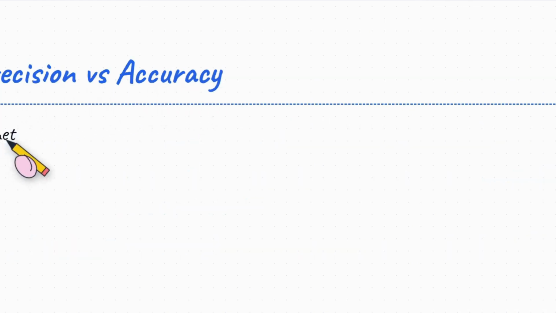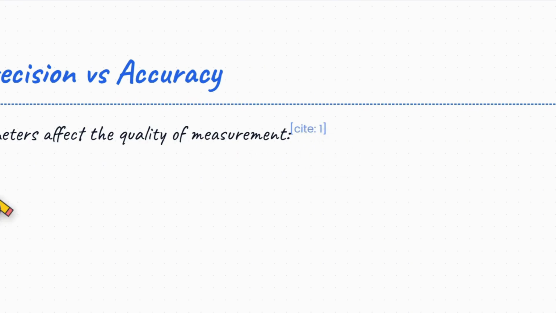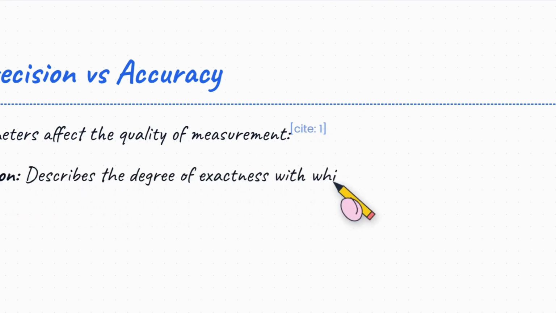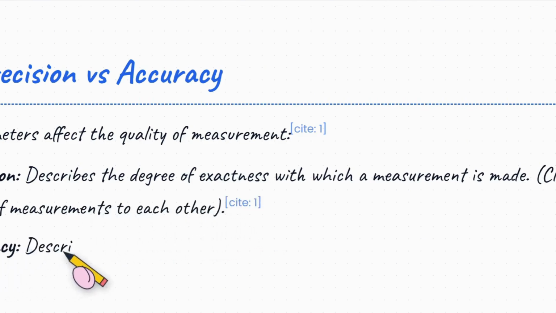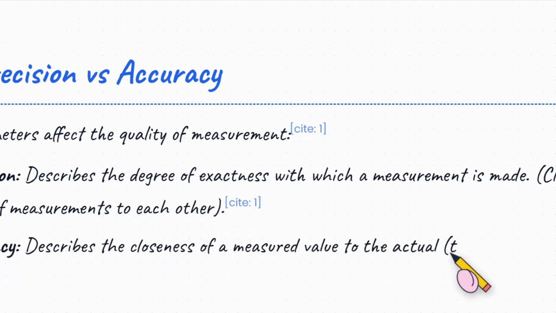Measurement quality depends on precision and accuracy. Precision describes the exactness and consistency of a set of measurements. Accuracy describes the closeness of a measured value to the actual true value.